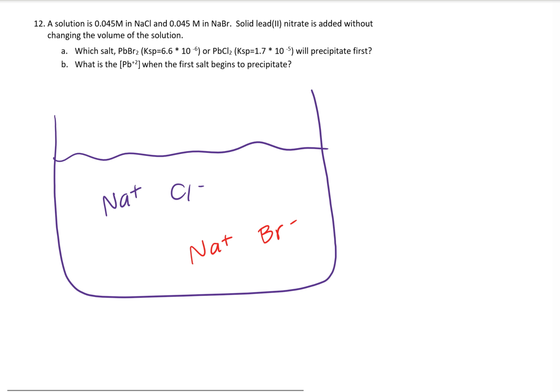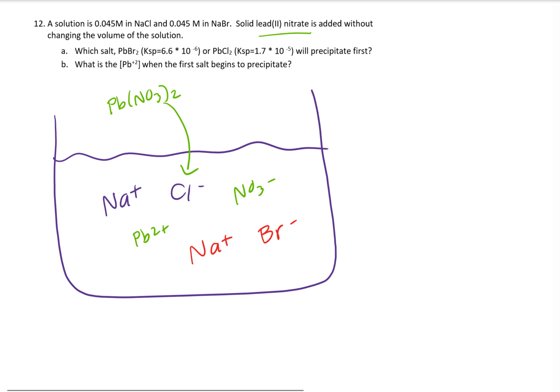But then we take some solid lead 2 nitrate, Pb(NO3)2, and we're going to just dump it into this beaker. And upon hitting the water, that lead nitrate breaks up into lead ions and nitrate ions, okay? And it doesn't change the volume, which is very important because if the volume doesn't change, then we can assume the original molarities stand true. Nitrates, they're always soluble, so pretty much in KSP problems, we can ignore them.